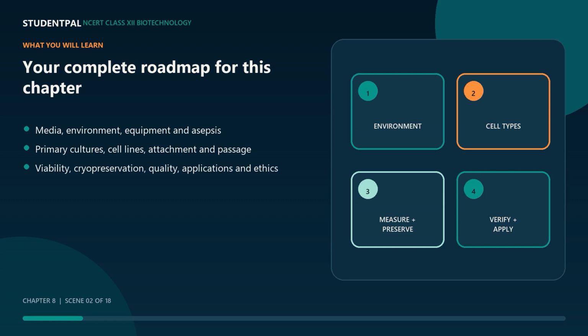Next come primary cultures, finite and continuous cell lines, adherent and suspension systems, confluence, passage and scale-up. We compare dye exclusion, metabolic assays, membrane integrity tests, and cell counting, including a worked viability calculation. Finally, we study controlled rate freezing and revival, authentication, sterility and mycoplasma testing, major applications, limits of extrapolation, consent, animal reduction, genetic privacy and biosafety.